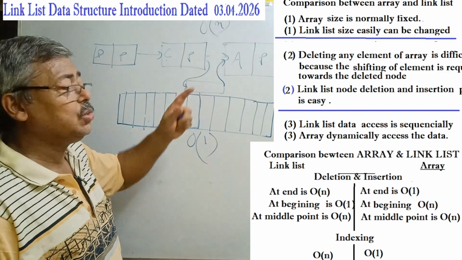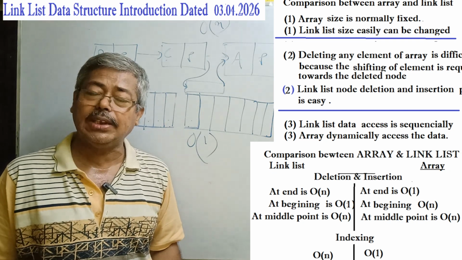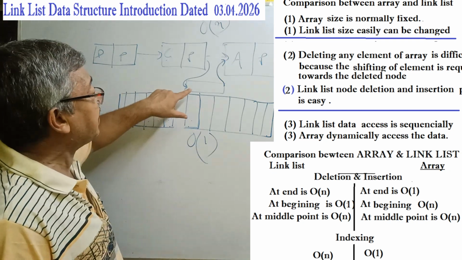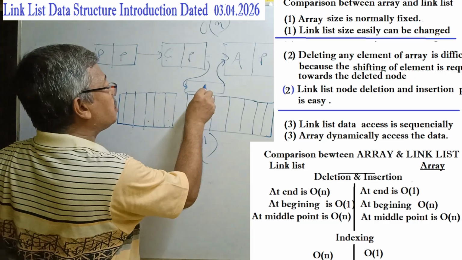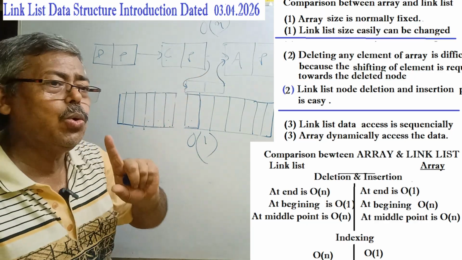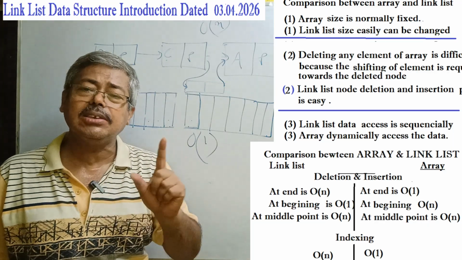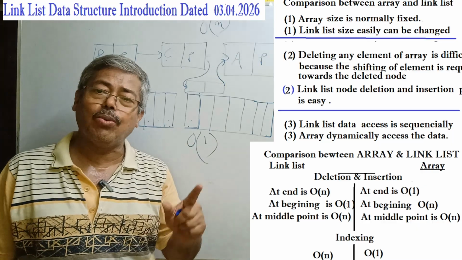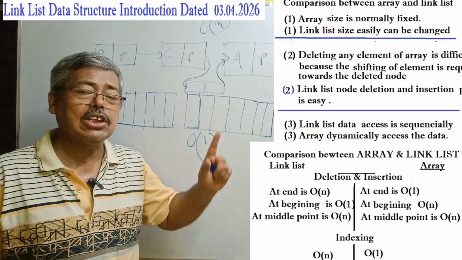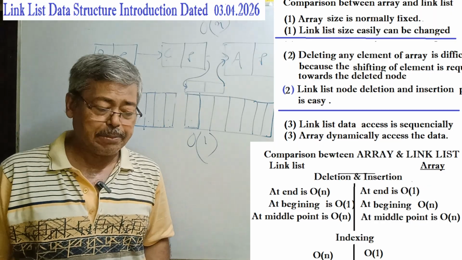In the case of a linked list, there is no problem. Such a problem will not arise in the linked list, because the linked list will enter a new node and this node will be adjusted with the previous node. So only one step, that is order of 1. Order of 1, that is the big O notation 1. So the time complexity for entering a node in the linked list is very much less than the array.